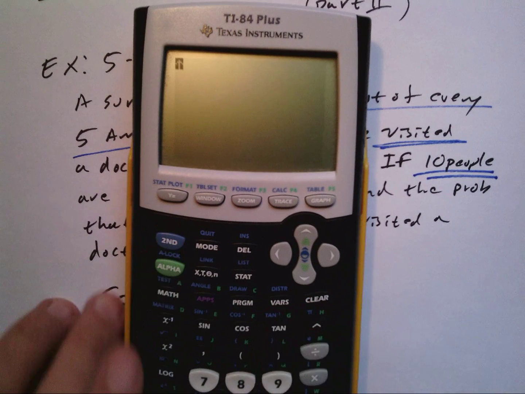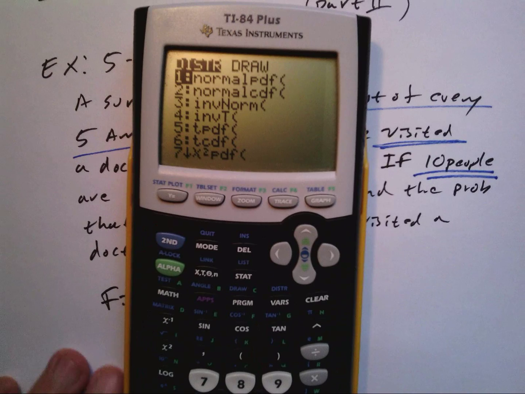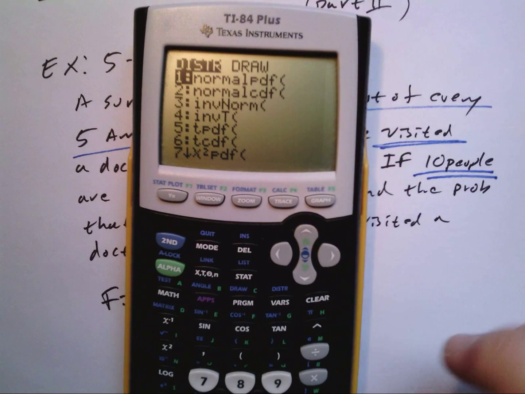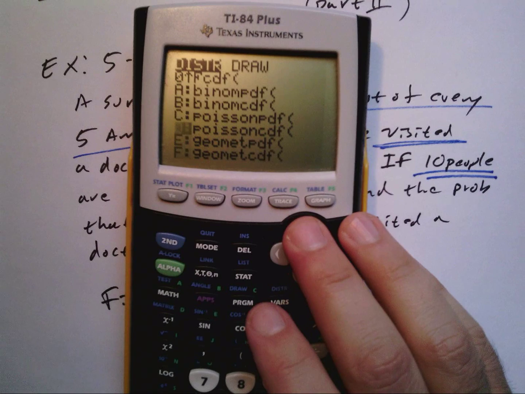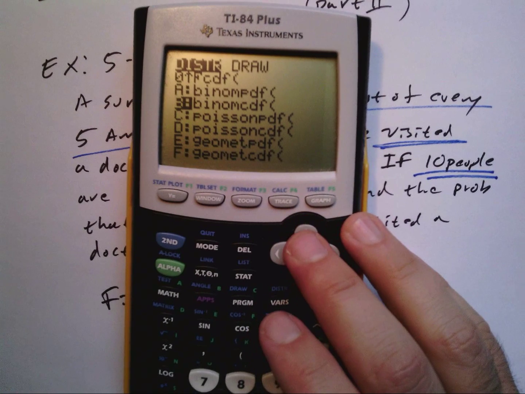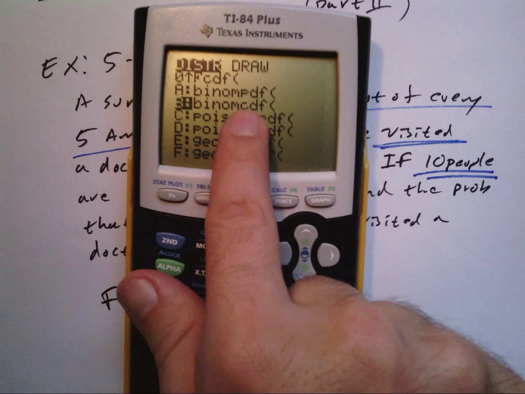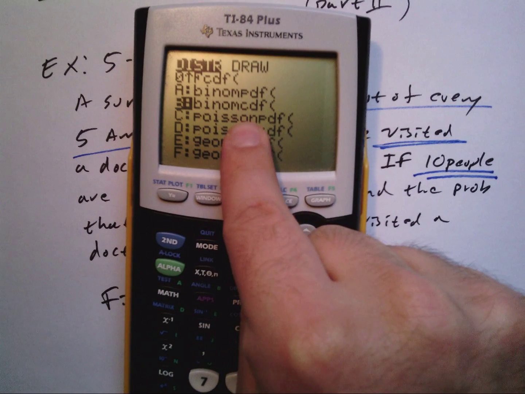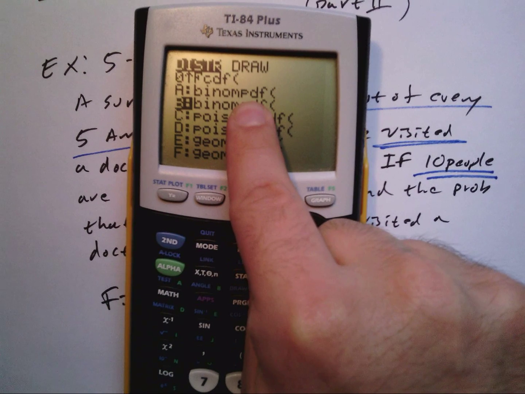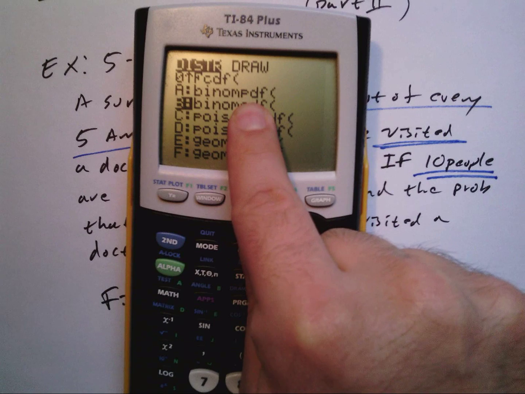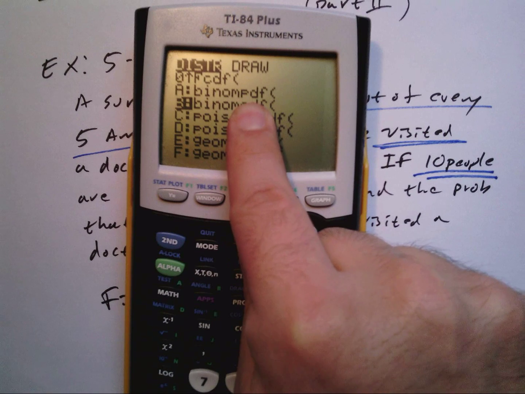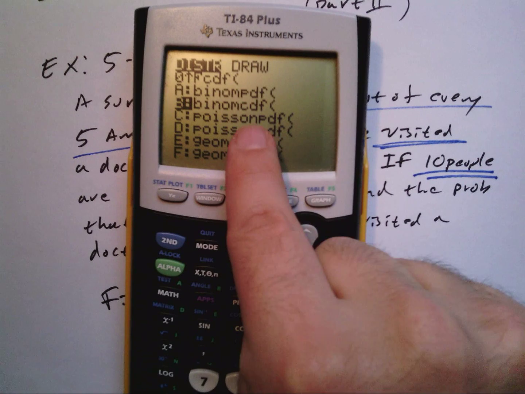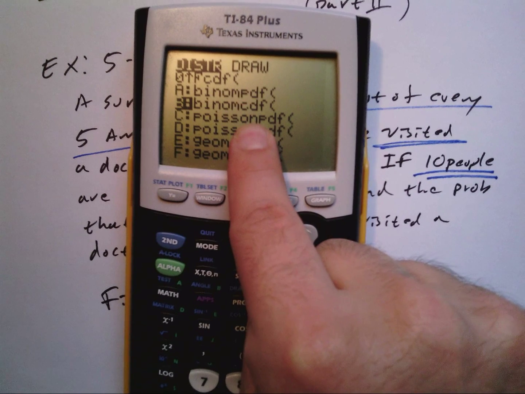So second, distributions. We have the normal PDF, the normal CDF, we will use a bunch of these later on. But at the bottom we have binomial, which is what we're interested in. Now there is binomial PDF and binomial CDF. PDF is for exactly one value. If you're only looking up one value, you're using PDF. Otherwise, we use CDF, and I will talk about that in another video.